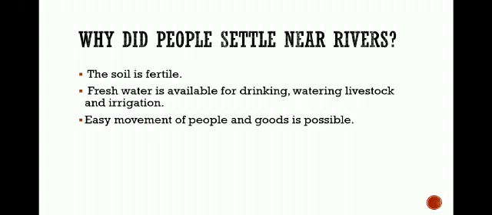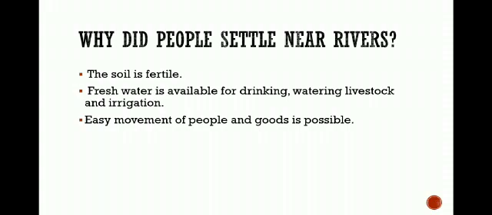So why do people settle near the rivers? Because of the fertility of the soil. Then the fresh water is always available for the purpose of drinking, for livestock and also for irrigation. Then the river valleys are most suitable for the movement of people and goods from one place to another. Therefore in olden days the people preferred to live near the rivers.